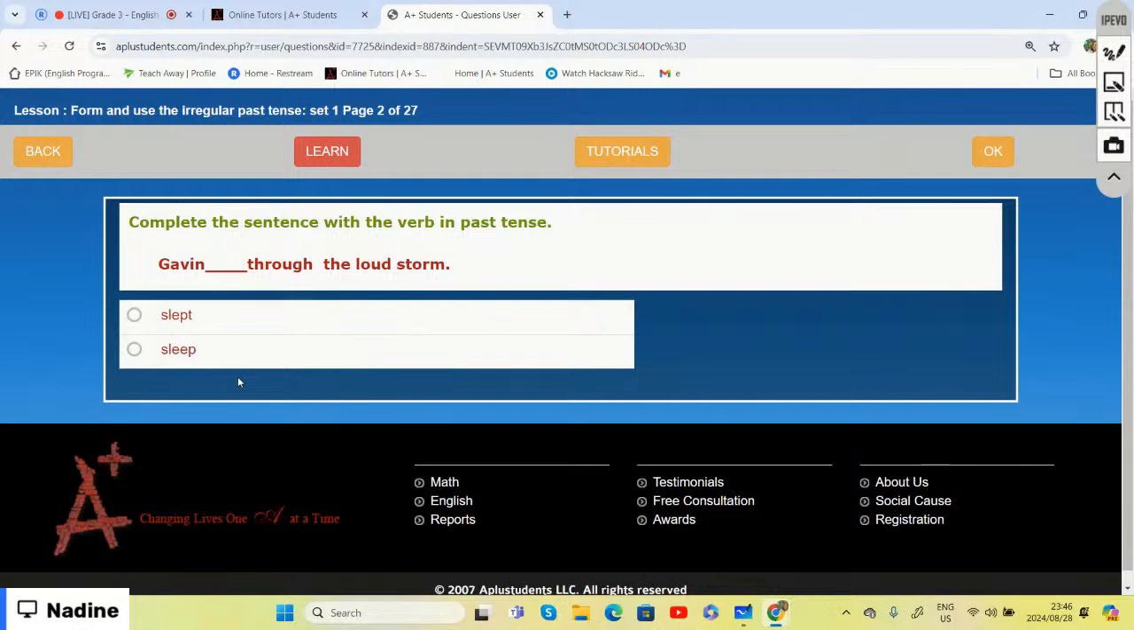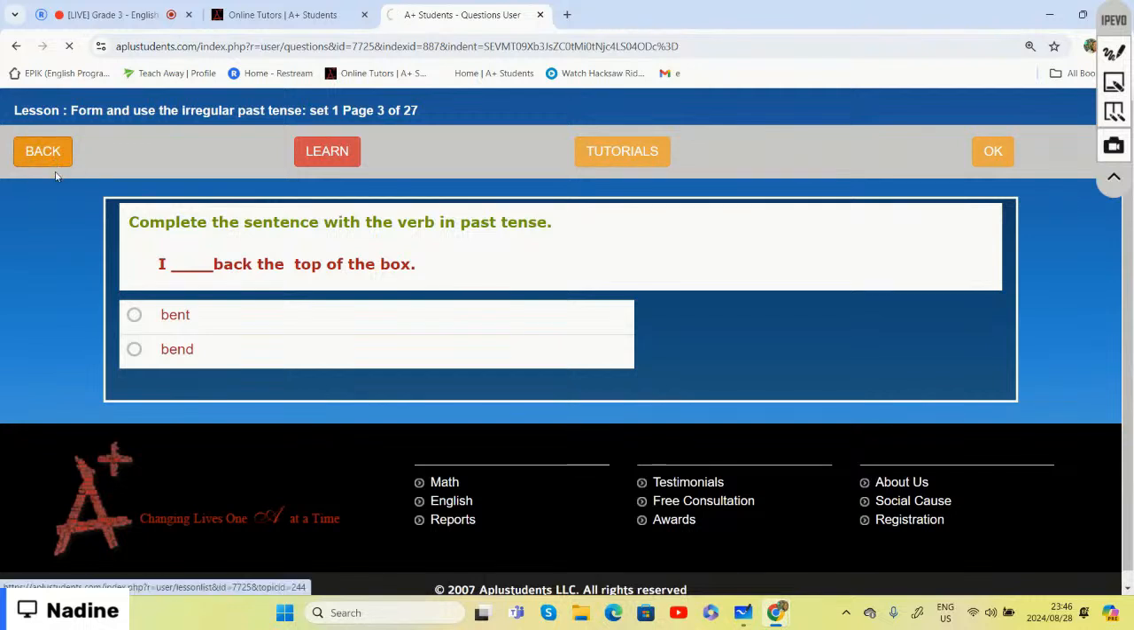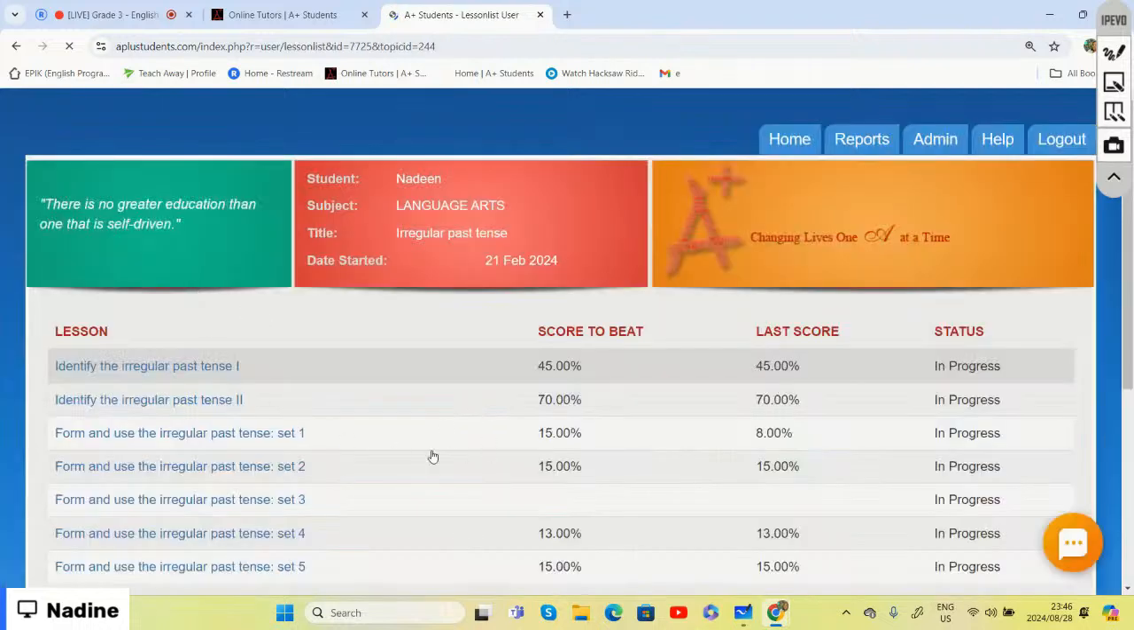All right, and if we were to choose the correct option, then we will say Gavin, yes, option one, slept through the loud storm. So well done. All right, so this is now the end of our lesson, grade threes, on irregular past tense. We said that verbs that are irregular don't follow any rules. You're just going to have to remember the form of that verb, and how it changes from the present to the past tense.